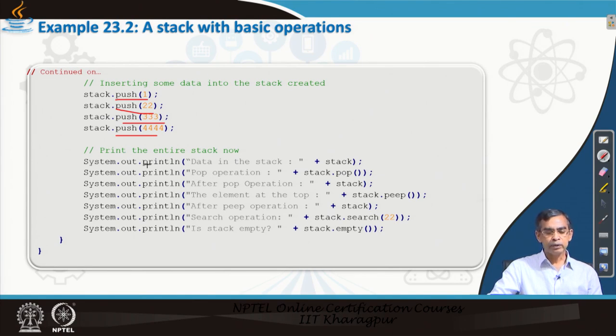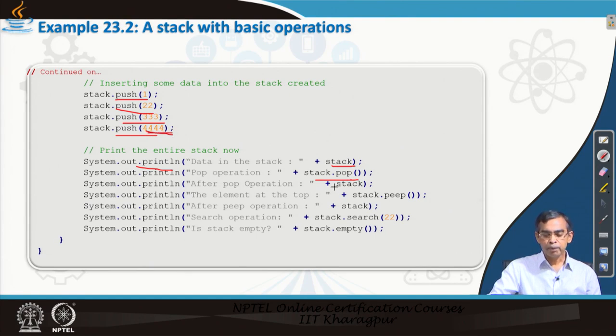Now, here you can perform several operations. You can print the entire stack using println, or you can also use an iterator, because it is also a collection. Printing a collection is possible with the iterator method, but I did not use it here; simple println is fine. Now, stack dot pop, you can understand. If we do a pop, obviously the last element inserted, 444, is returned. So this pop will return this value.